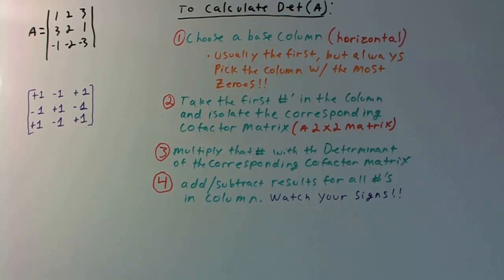All right, so let's do an example. Consider the 3 by 3 matrix A, which is 1, 2, 3, 3, 2, 1, -1, -2, -3. Let's see if we can follow these steps and calculate its determinant.